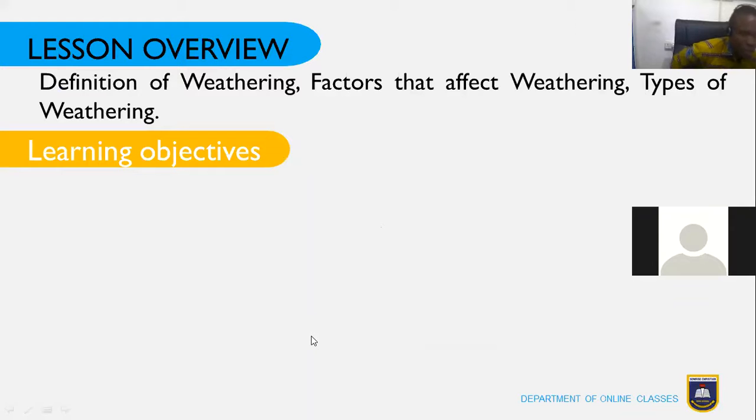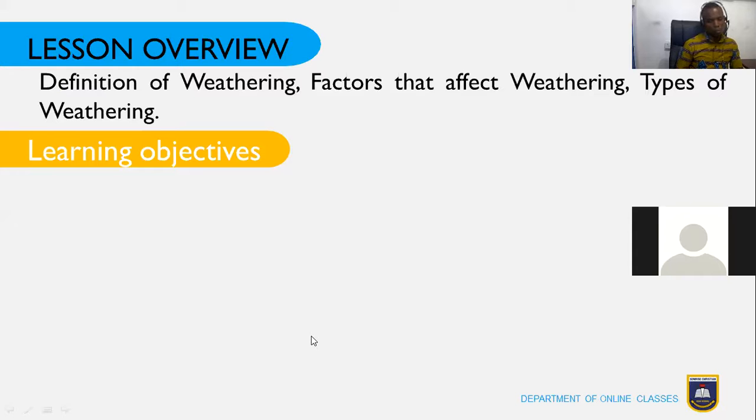Let's go through the lesson overview for today. As I told you earlier, we are dealing with the topic weathering. That is the topic I'm going to start with you for today. What are we hoping to come across in the course of the lesson? What are some of the concepts that we should be meeting once we delve into this lesson? First of all, we are going to look at the definition of weathering. Then we shall also consider the factors that affect weathering. And then finally, the types of weathering.